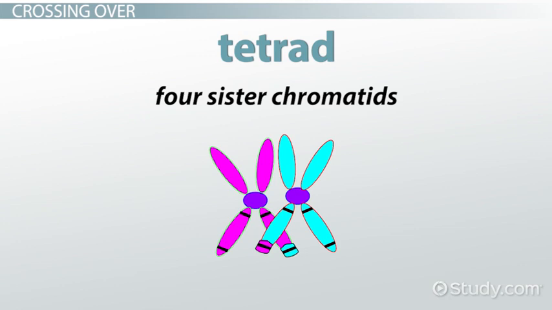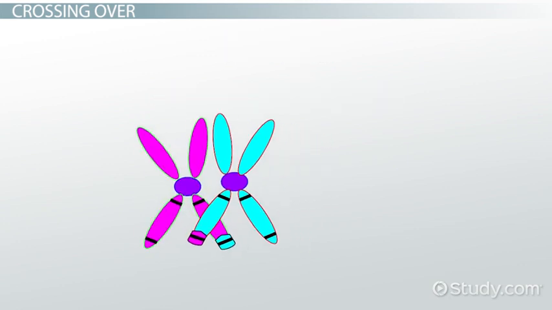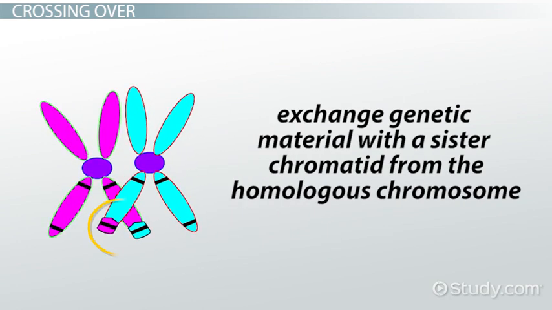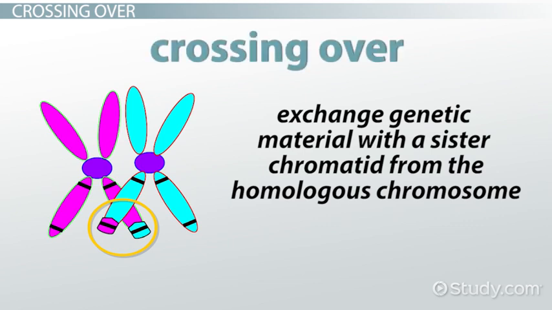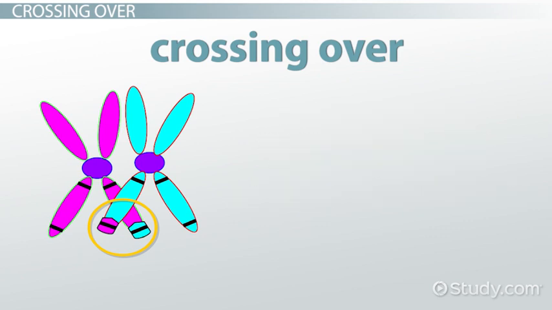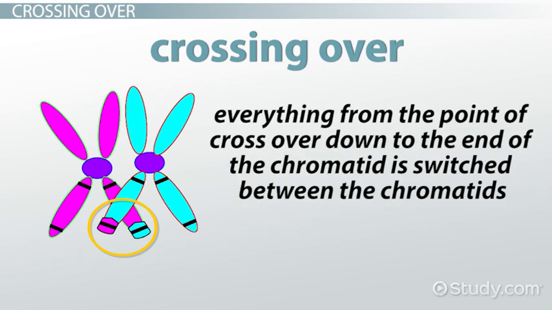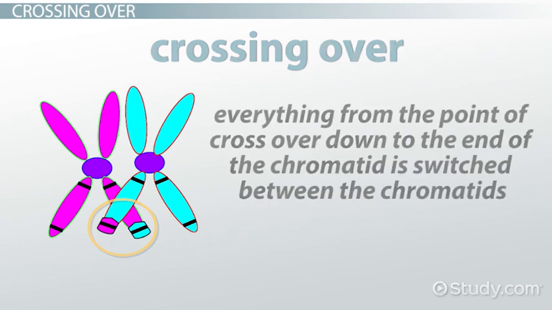One of the sister chromatids from each chromosome will have the chance to exchange genetic material with the sister chromatid from the homologous chromosome. This exchange of material is called crossing over. The name tells you what you need to know. The sister chromatids cross over each other, and everything from the point of crossover down to the end of the chromatid is switched between the chromatids. Crossing over makes the sister chromatids in the same chromosome different now.